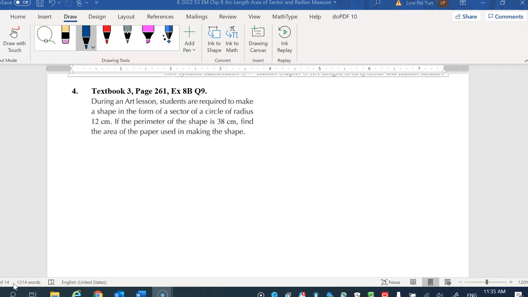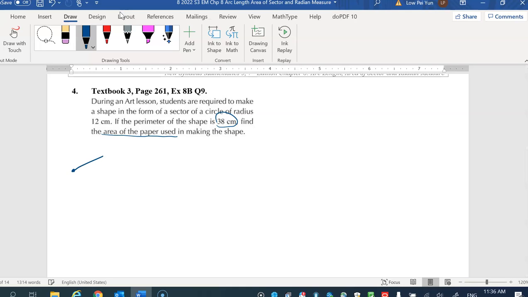We have this question without any diagram, so we have to read the question carefully and figure out what it is saying. During an art lesson, students are required to make a shape in the form of a sector of a circle of radius 12 cm. So radius given, very good. Then the perimeter is given to be 38 cm. We need to find the area of the paper used in making the shape.